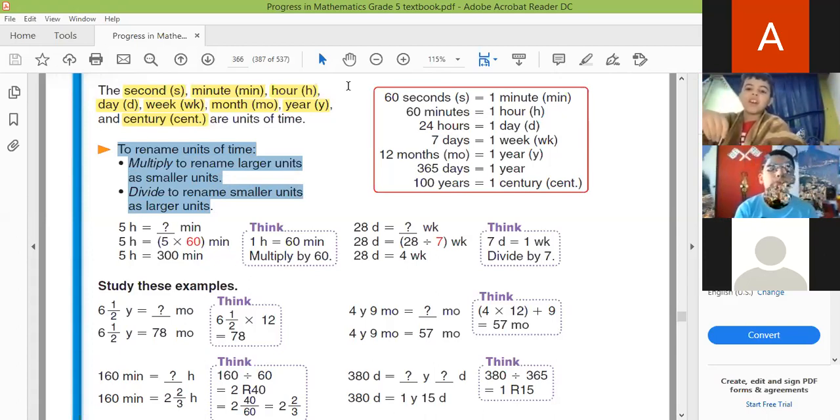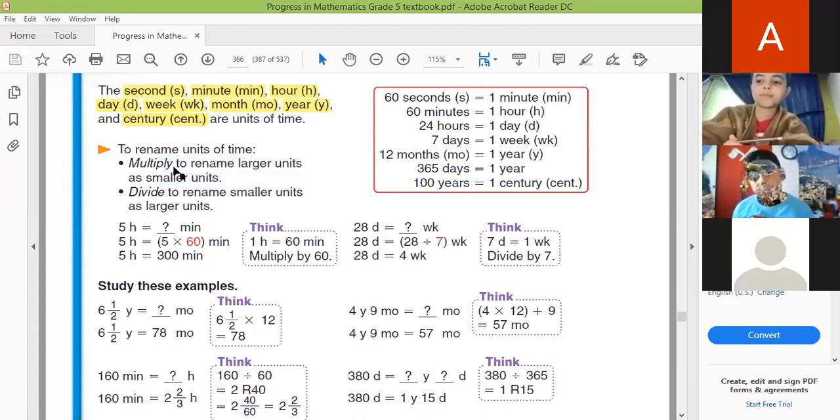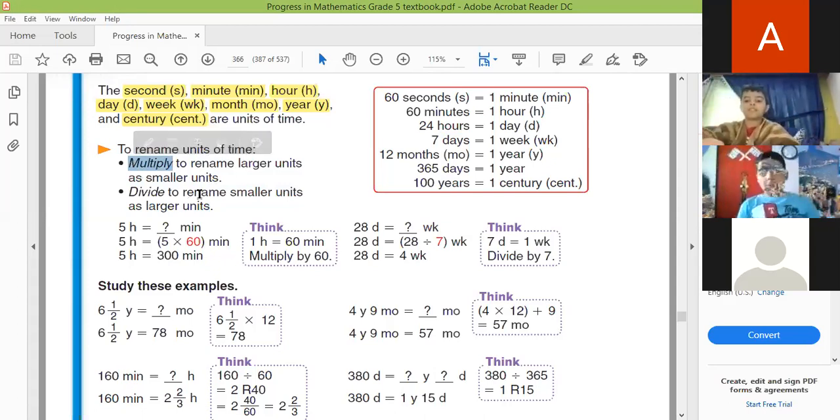It means if you have larger units than the unit you saw, then you multiply them. If there is smaller unit than the unit you saw, then you divide them. Very good. If you see any larger unit and you want to convert it into a smaller unit, you will multiply. Or if you see a smaller unit and you want to change into a larger unit, you will divide it.